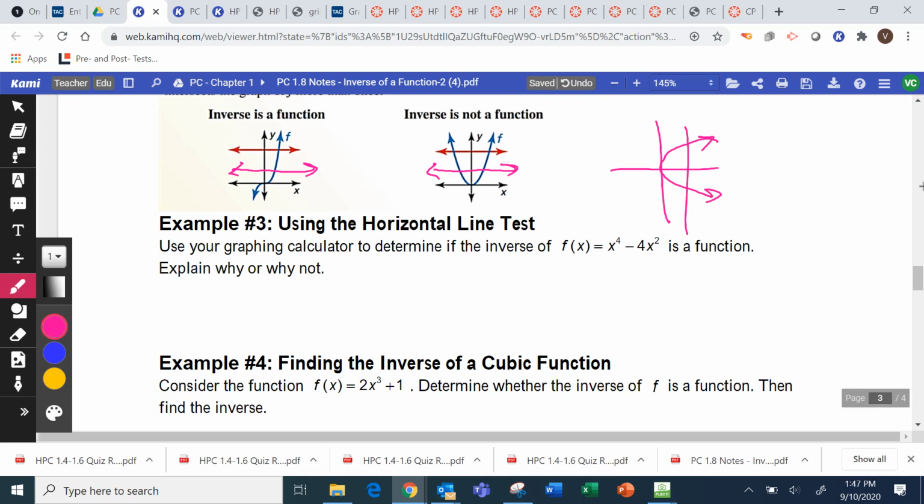So if you want to look at the equation ahead of time, before finding the inverse, to determine if it's a function, then you can use the horizontal line test. It does say to use your graphing calculator to determine. I'm going to use Desmos real fast: x to the 4th minus 4x squared.